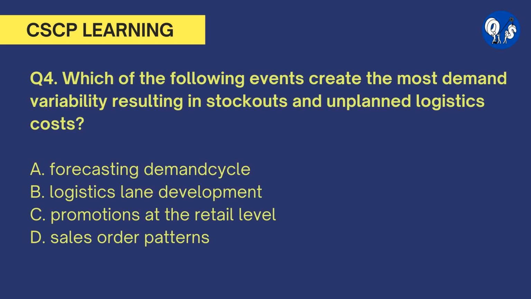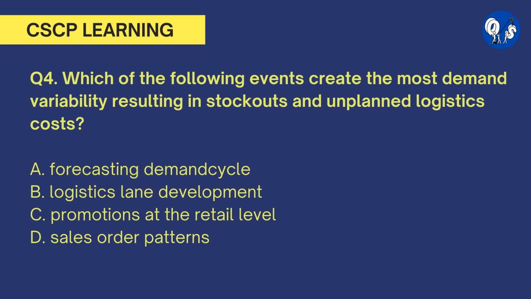Question number 4. Which of the following events create the most demand variability resulting in stockouts and unplanned logistics costs? A. Forecasting demand cycle, B. Logistics lane development, C. Promotions at the retail level, D. Sales order patterns. The correct answer is C.